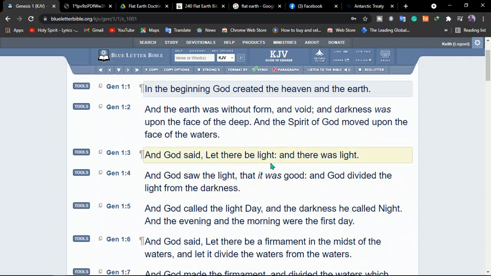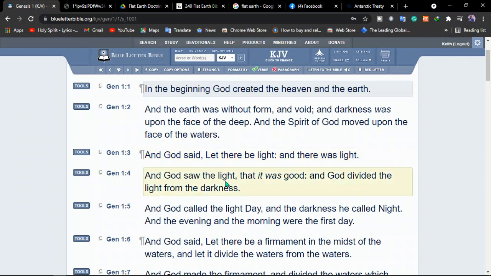You see, light is not sun. God will create the sun later on. The light, you see, is the natural light of God. The Bible tells us that in the new heaven and the new earth, there will be no sun, because God himself will give light at that time. So there is the natural light of God, because where there is no God, there is no light.